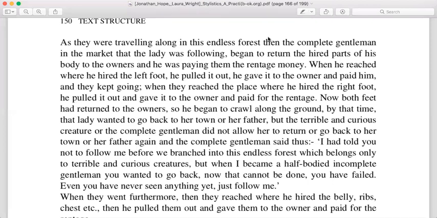Secondly, we would see that there should have been used the past perfect tense where he has used only the past tense. For instance, he says, when he reached where he hired the left foot. It should have been when he reached where he had hired the left foot, right? And then he had hired all of that.